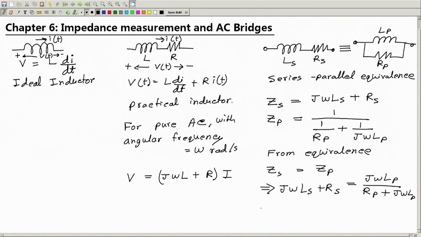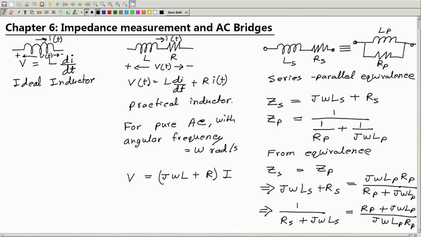Now, from this we can write, so let me take an inverse of this. So, 1 over this will be 1 over this. So, we can write 1 over RS plus J omega LS should be equal to RP plus J omega LP whole divided by, I will have an RP also here, J omega LP RP.